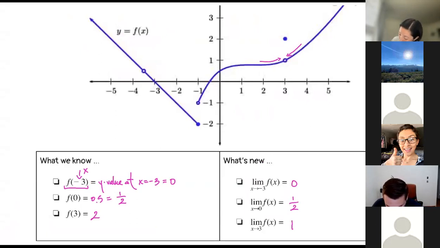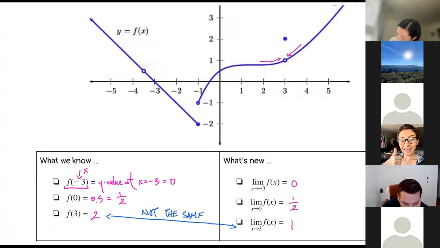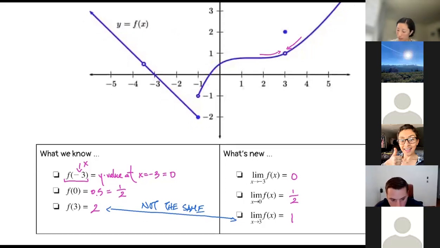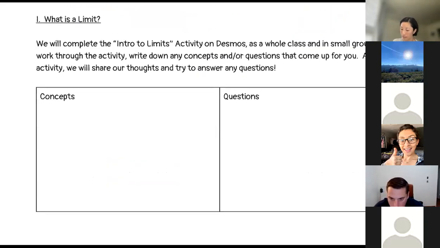This is the first one we've seen where these are not the same. Okay. And so we're going to spend a lot of time looking at some of these interesting points where the y value at that point is actually different from the limit at that point. All right. And so with that, let's go ahead and take a look at this little piece.